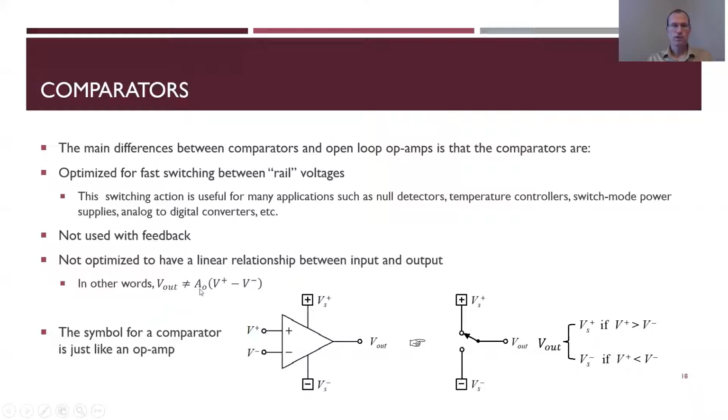Op amps generally have V out proportional to this voltage difference that we've been using. We found the gain, and the gain is just some number. In this case, it's not a linear relationship with comparators. The symbol for a comparator is the same as an op amp. Instead, it acts a lot like a switch. Either it goes to positive Vs or it goes to negative Vs, depending on whether the voltage is bigger than or less than the reference voltage. So in this case, V minus is my reference voltage. If V plus is bigger than that, it goes to positive Vs. If V plus is less than V minus, it goes to negative Vs.